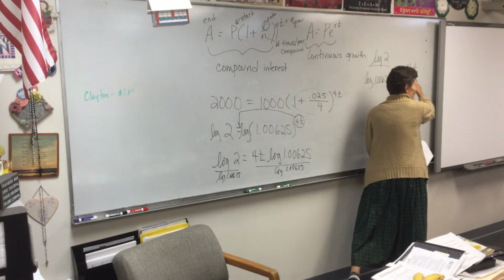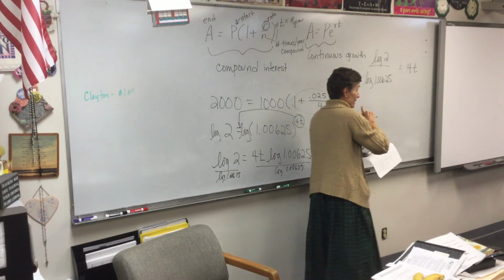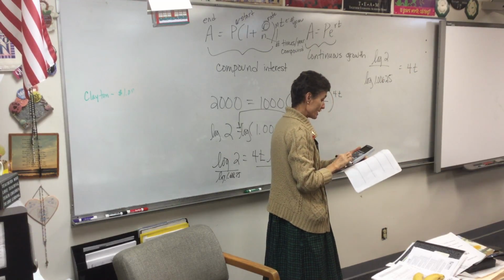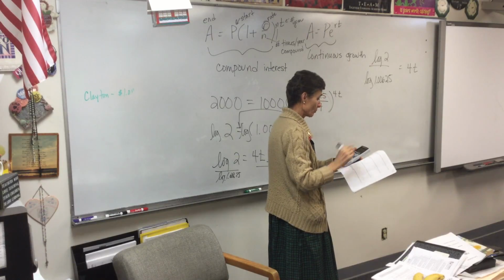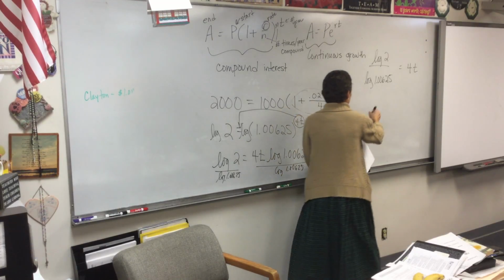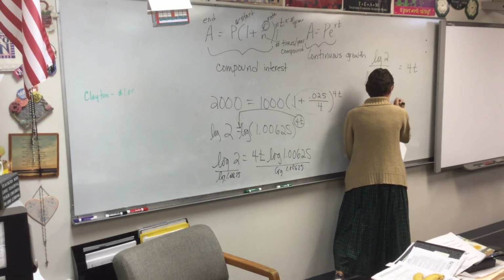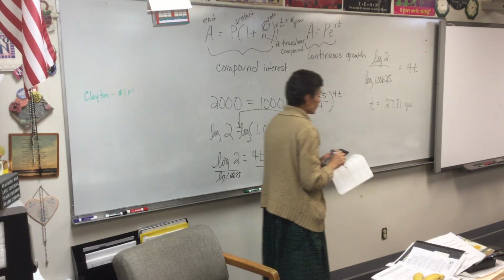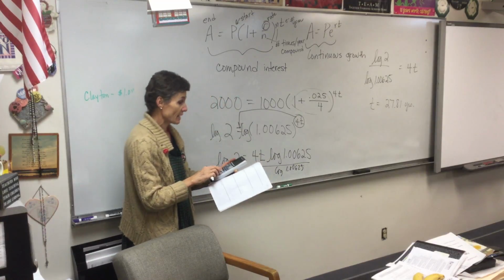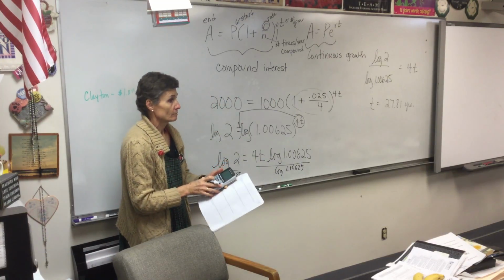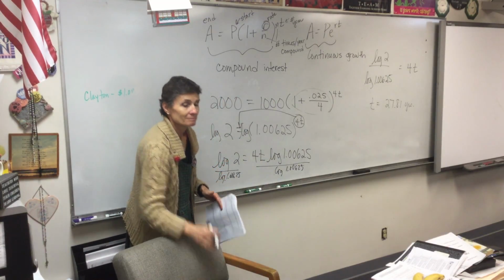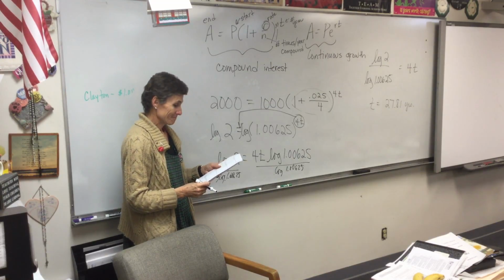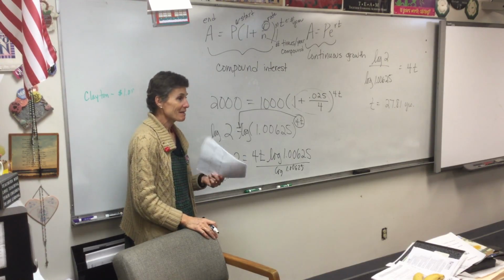What do we still need to do? Divide by 4. So take that number, just hit divided by 4. Don't retype it, just hit divided by 4. And how long does it take? 27.81 years. So almost 28 years to double your money at that interest rate. Isn't that fun?